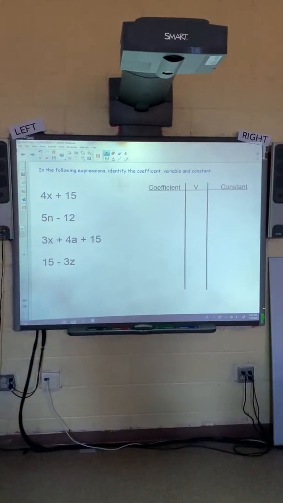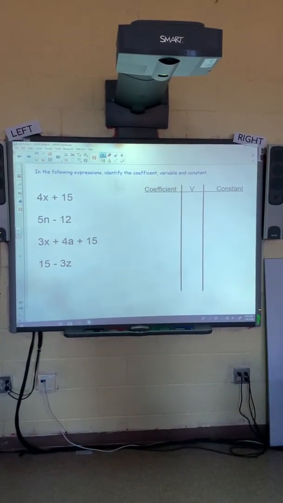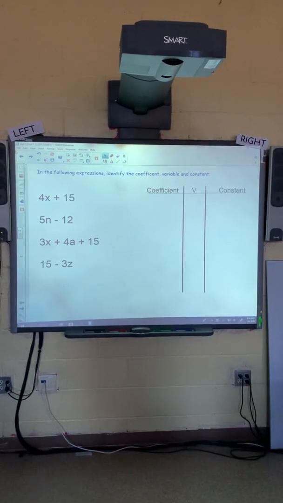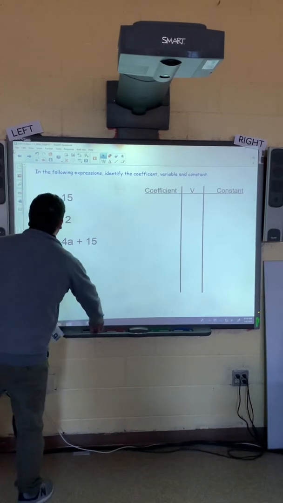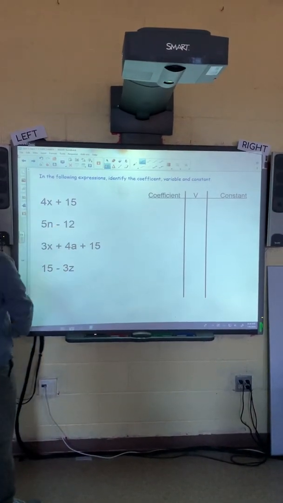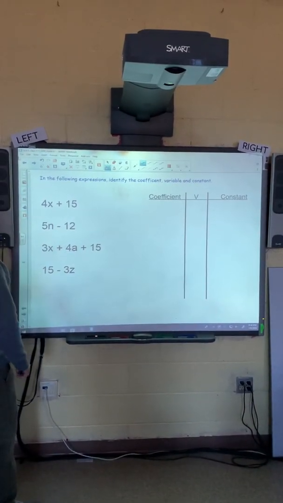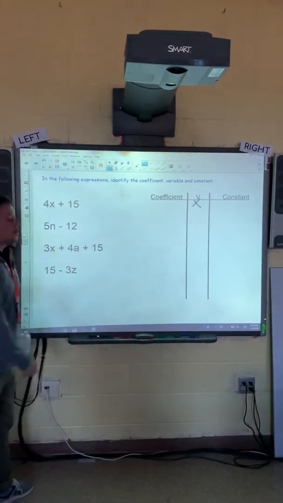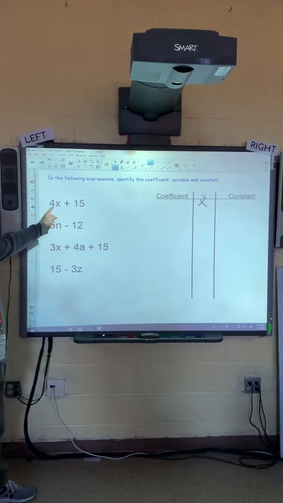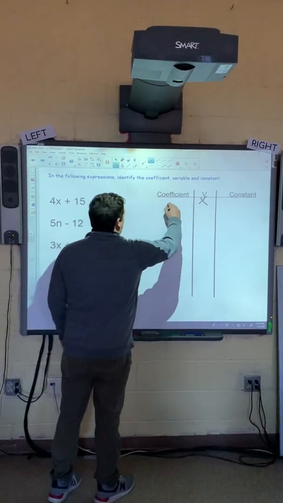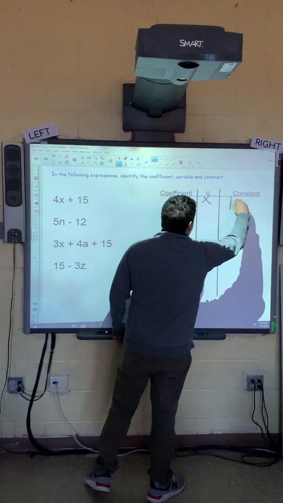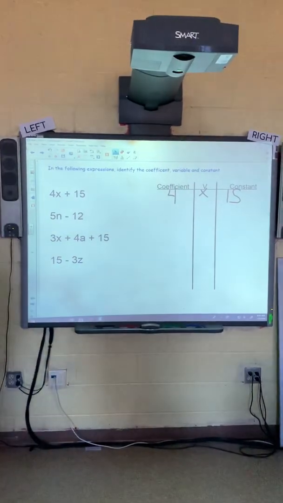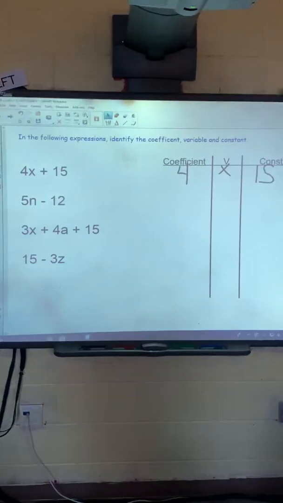Okay, in your notes, here are some algebraic expressions. Your job is to put these where they belong. So the first one, 4x plus 15. As I look at this, for me, the easiest thing to recognize is a variable. The variable is x. The coefficient is the number that's with the variable. It's attached to it. In this case, the coefficient is 4, and the constant is positive 15. Take the next 2 or 3 minutes and try these in your notebook. Pause the tape while you work.